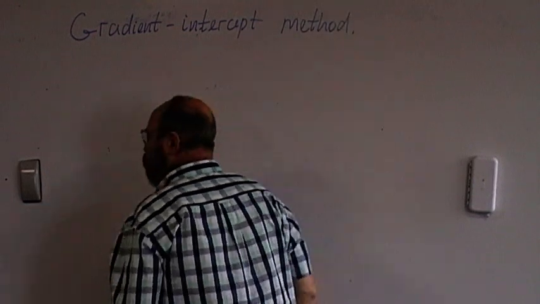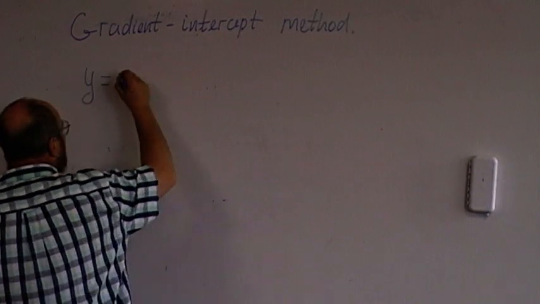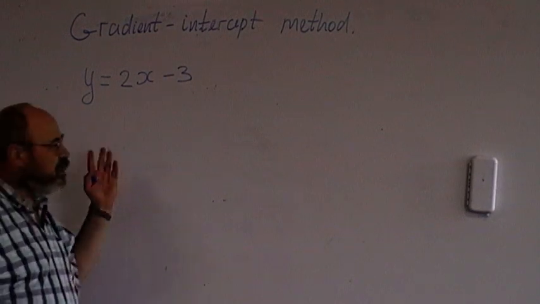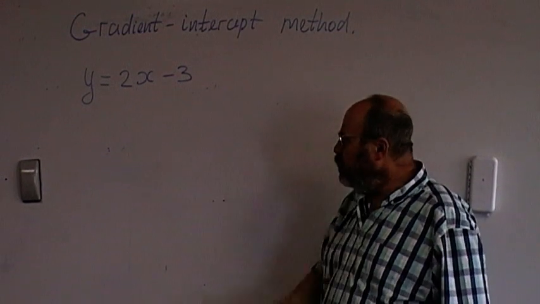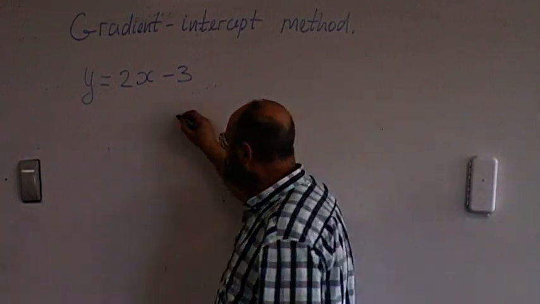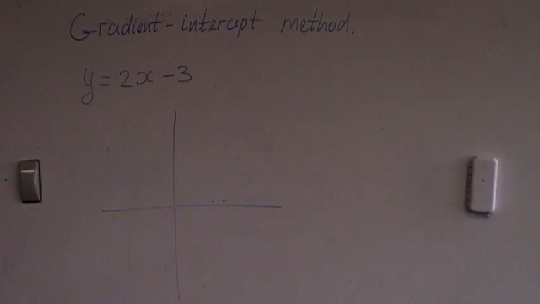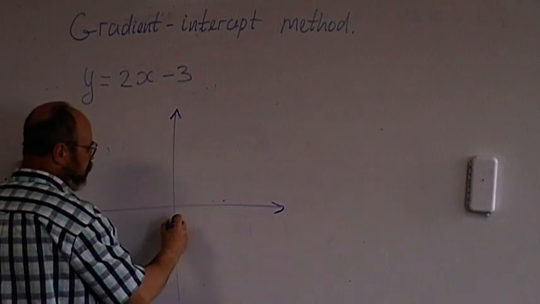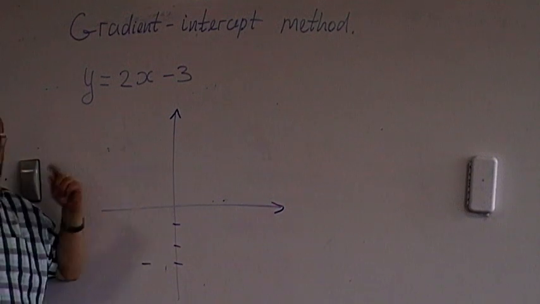So if we have an equation of a straight line in the form y equals, let's say, 2x minus 3, it is in the gradient intercept form. So we start from the y-intercept, which is, what is the y-intercept here? Negative 3.